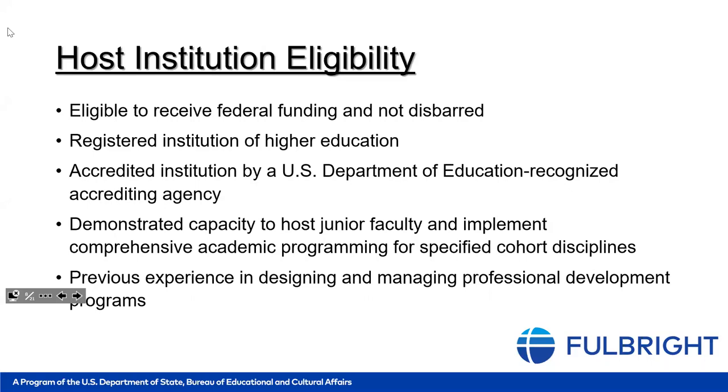So before we hand everything over to Diane, I wanted to go over host institution eligibility. And we want to make sure you're eligible to apply before you put in the work to submit a proposal. So to meet the requirement standards, your university needs to be eligible to receive federal funding and not be debarred. You must be a registered institution of higher education. You must be an accredited institution as deemed by a U.S. Department of Education recognized accrediting agency.